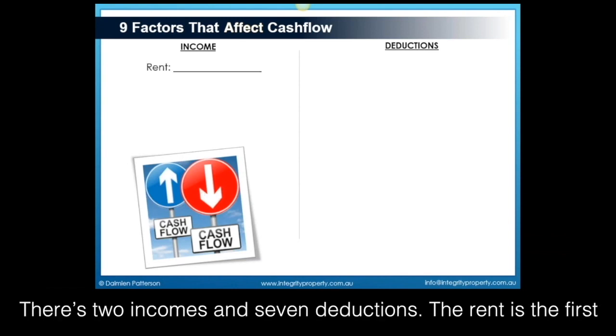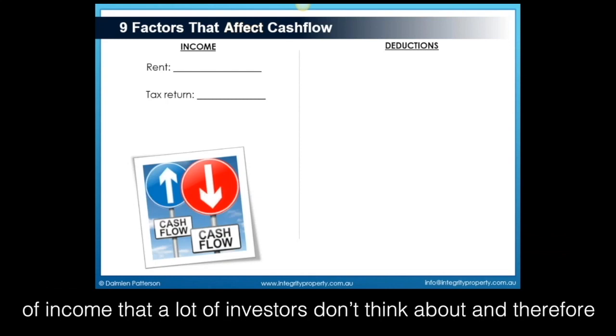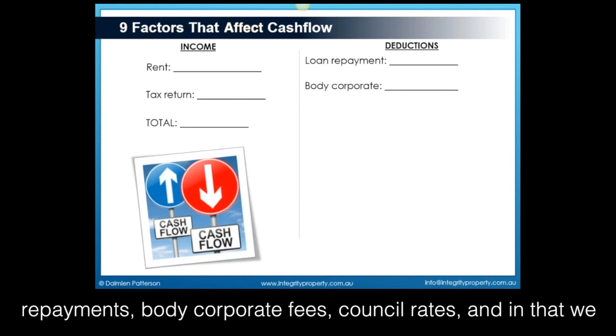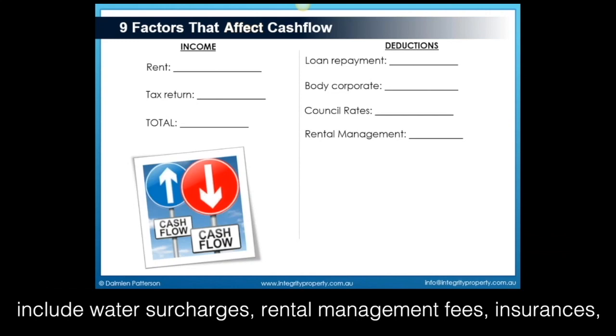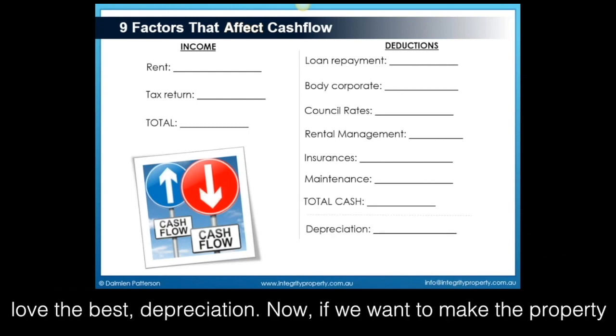The rent is the first. There's 2 incomes and 7 deductions, right? The rent is the first one. But the tax return we receive from the government is also a form of income that a lot of investors don't think about and therefore miss out on. And then on the deduction side, we've got loan repayments, body corporate fees, council rates, and in that we include water surcharges, rental management fees, insurances, and maintenance costs. And then of course we've got the one I love the best, depreciation.